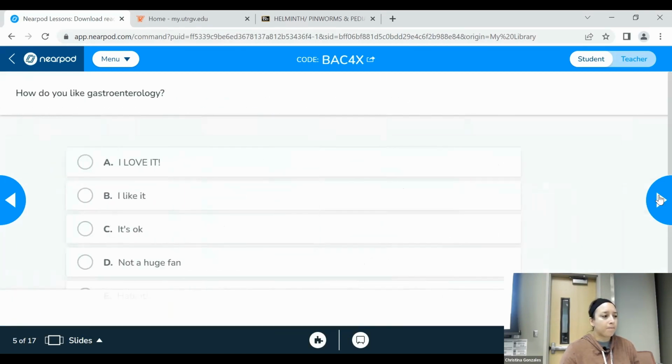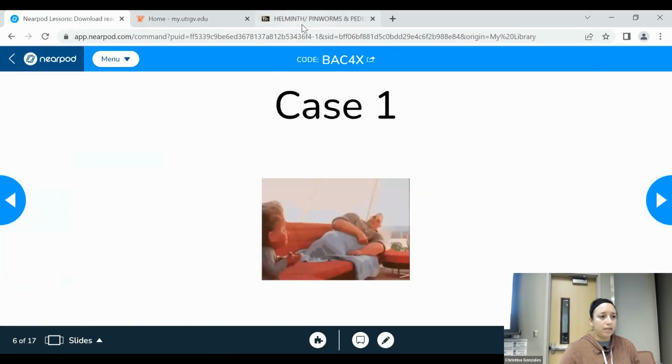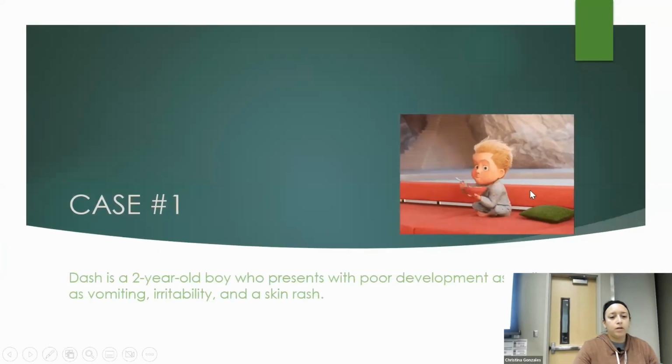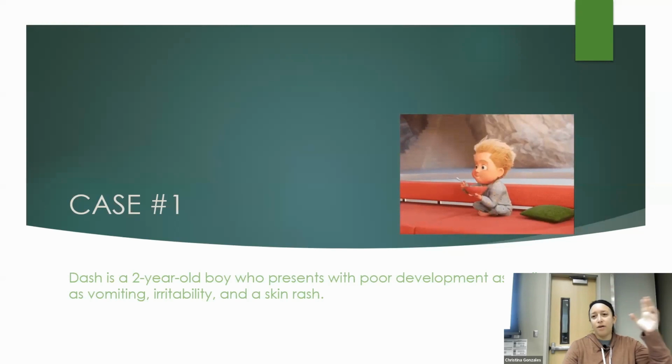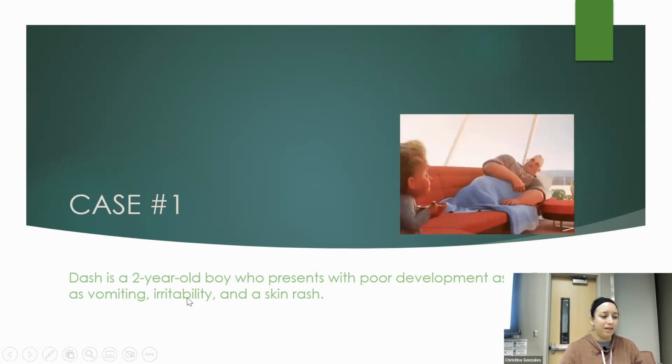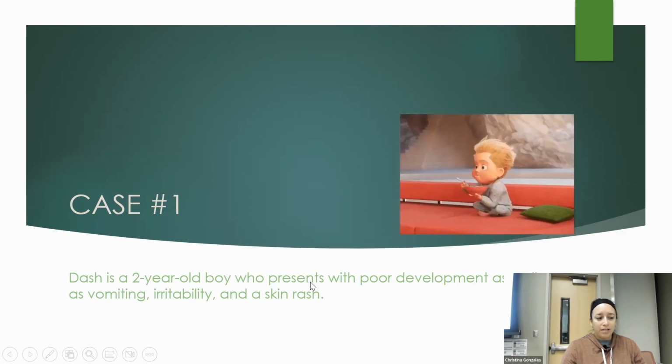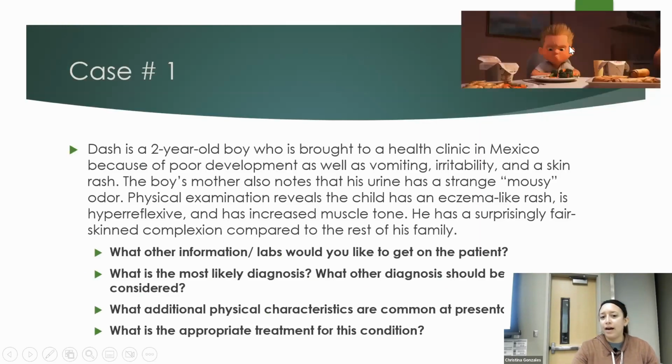Okay. All right. Let's do our cases quickly. All right, so I tried to put characters, if you like Disney characters, I tried to put characters that tie to the things so you can remember them better. So if it helps you, great. If it doesn't, then maybe you need to have a Disney binge weekend after your test or something. It'll make more sense if you know a little bit about the characters, okay? So Dash, he's a 2-year-old with poor development, as well as vomiting, irritability, and a skin rash. And the reason why I chose Dash, why do y'all think I chose him?